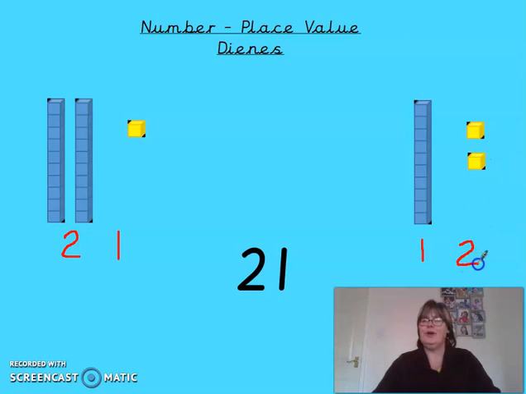Okay, so if you told me that this one showed that number, you were right. These numbers are just written backwards, if you notice. The 2 is first and the 1 is second. On this one, the 1 is first and the 2 is second. Quite often people muddle these numbers up, but when we look at the Deans, it's very easy to see the difference, isn't it? This one has got 2 tens and this one has only got 1, which is why the numbers go in the order they go.